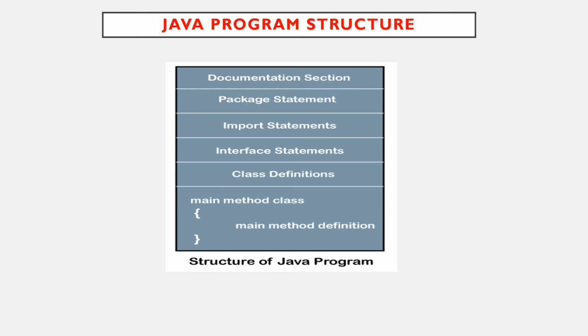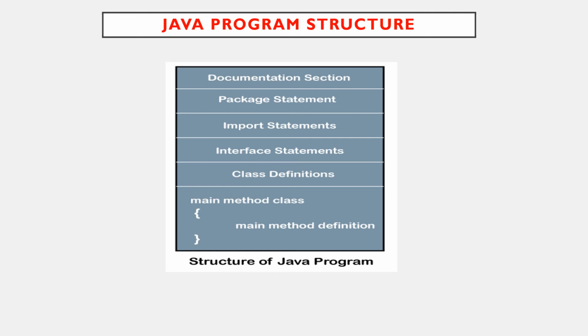The second section is the package statement. The first statement allowed in a Java file is a package statement. This statement declares a package name and informs the compiler that the classes defined here belong to this package. For example, package student. Here the package statement is optional.